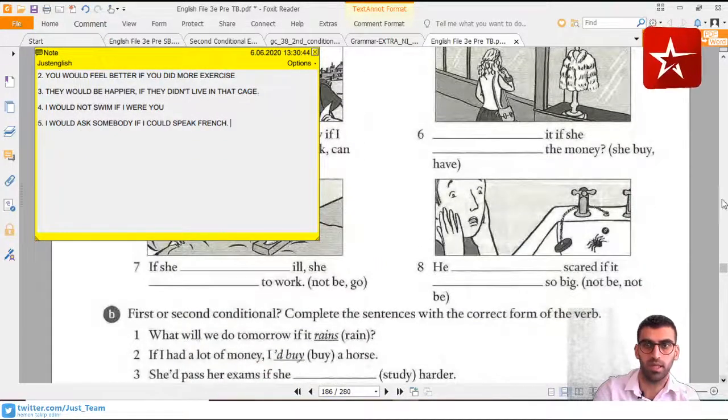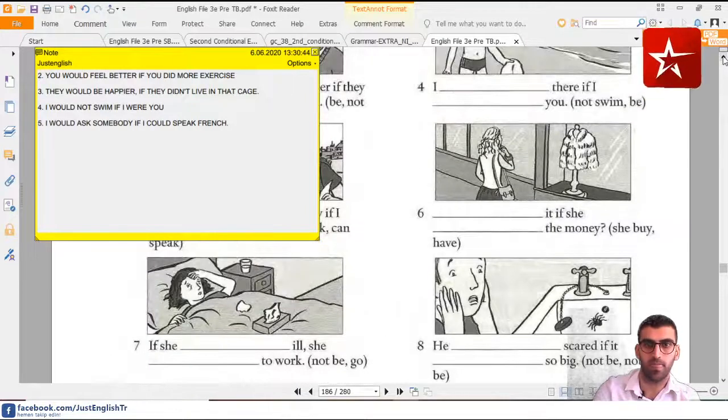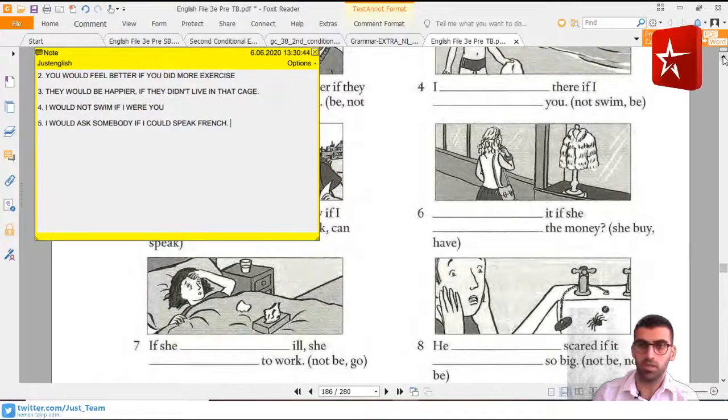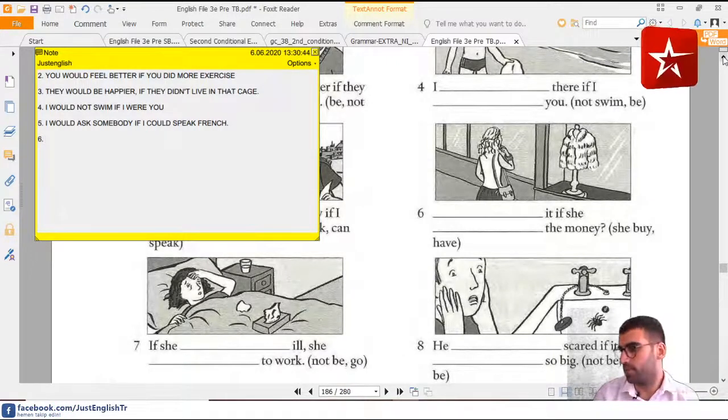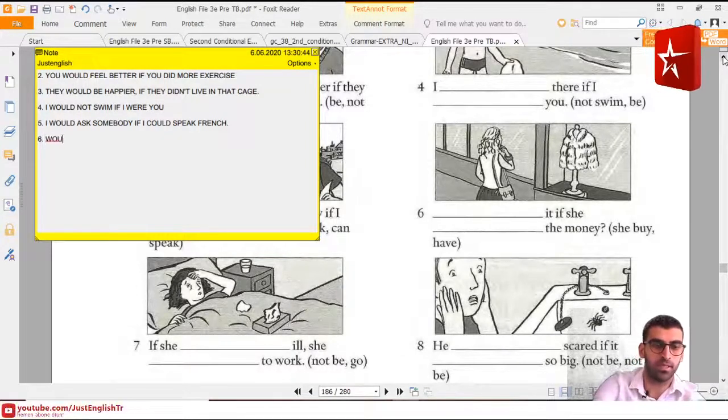Number 6 here, as you see. It if she the money. So, what should we write for number 6? She's looking at, at what? Can you let me know what's its name? Number 6. Okay. Could speak, they say. Gusafa says, would she buy? Yes, that is the correct answer.